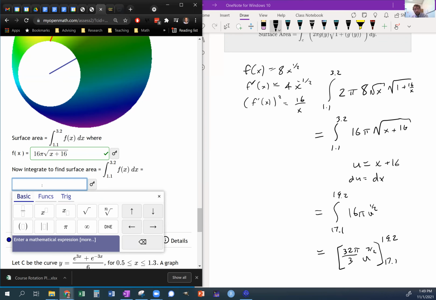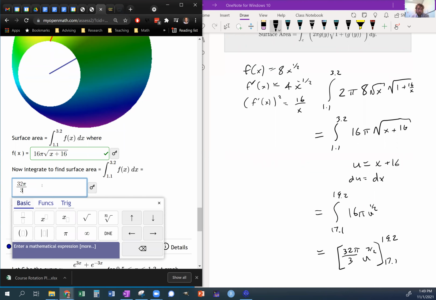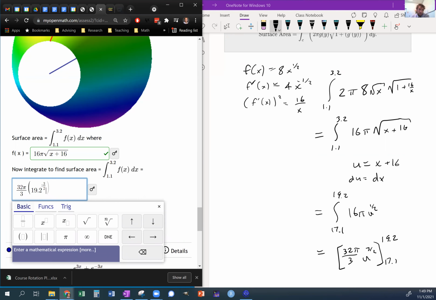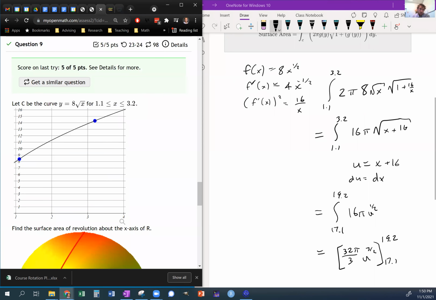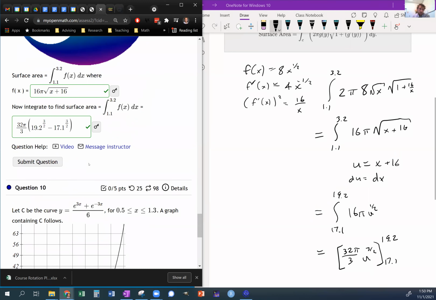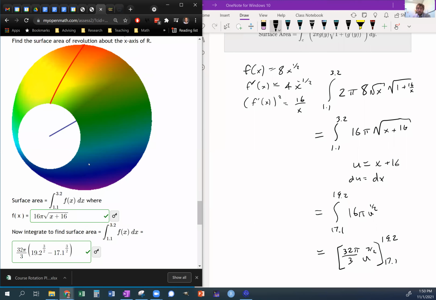You don't need to use a calculator when it gives you this option. Just plug in the two numbers this way. So 32 pi over 3 times 19.2 to the power of 3/2 minus 17.1 to the power of 3/2. Check that. And it is correct. All right, so that completes that question.